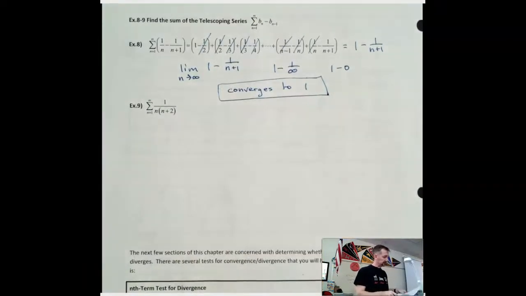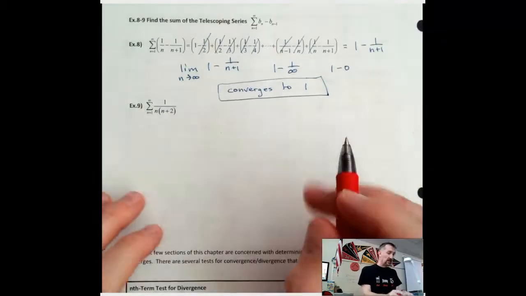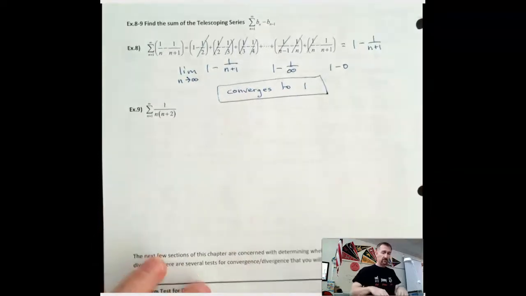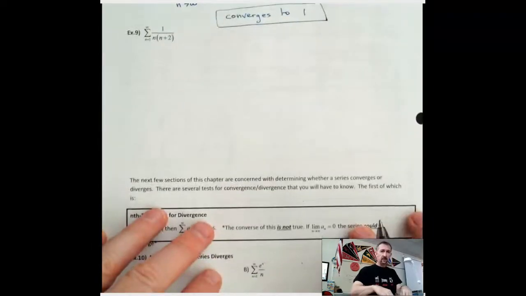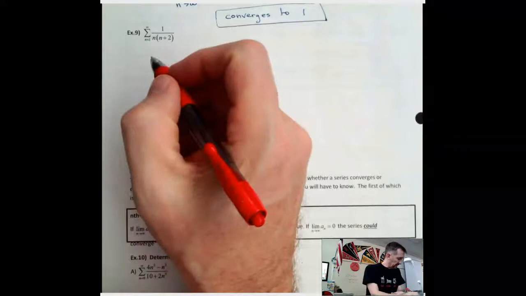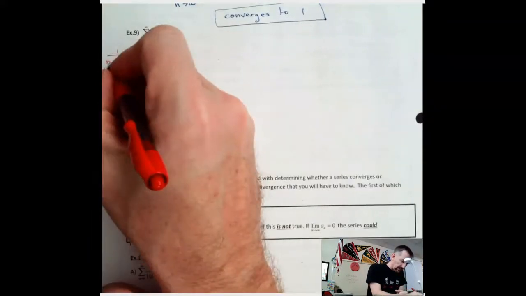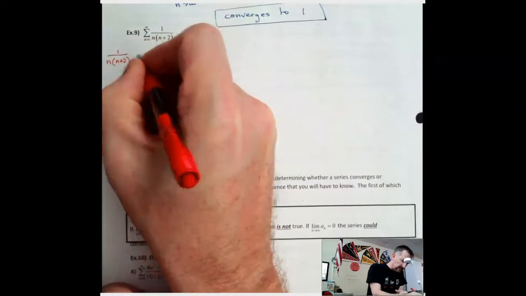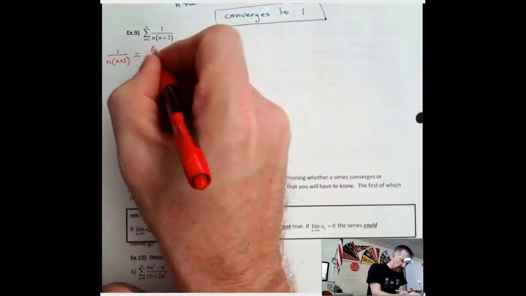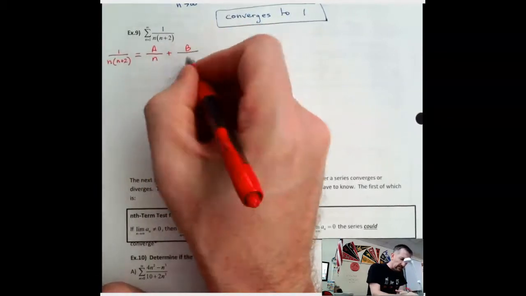All right. So let's try this one out. Now to do this, we're going to need to use partial fractions. So what we need to know is we have 1 over n times n plus 2. That's going to equal A over n. So this is a good review. I like how we bring stuff back that we did.